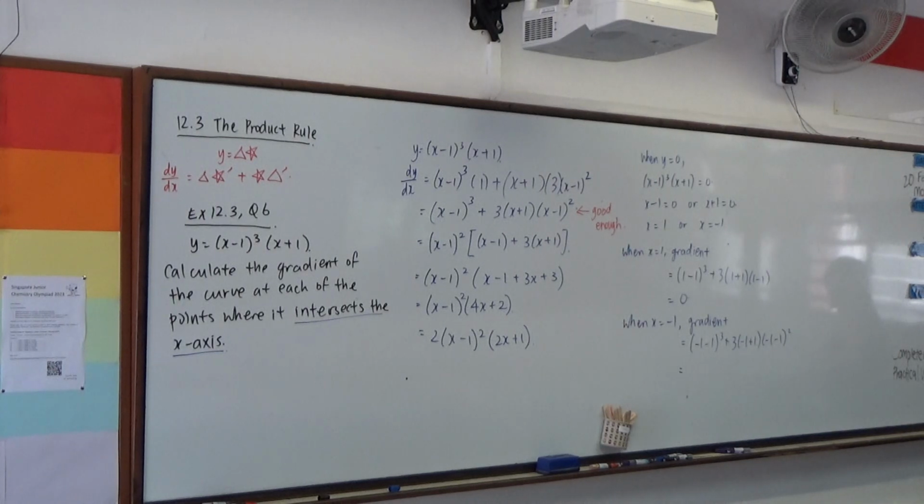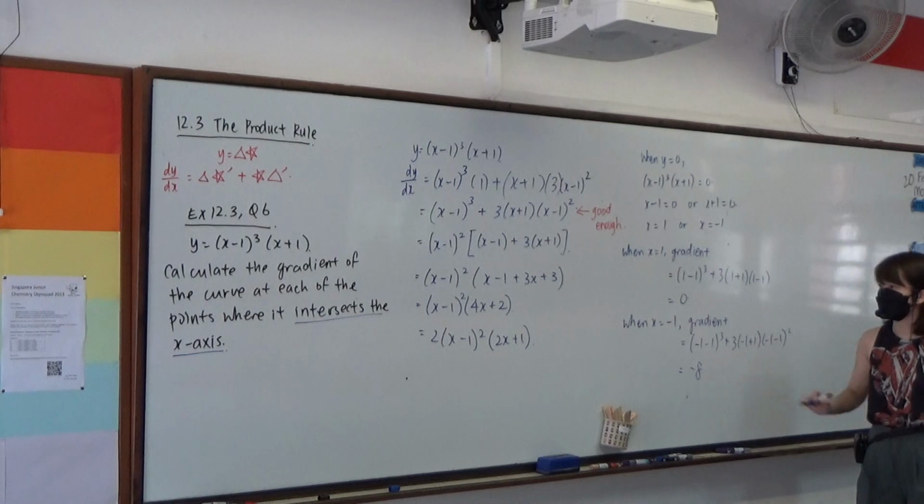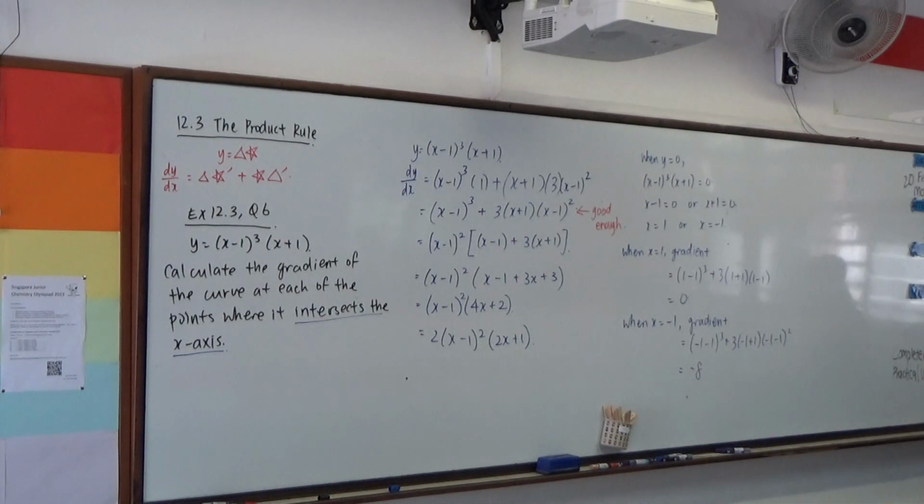And key that into our calculator, we should get negative 8. Okay, so we got two gradient values because the curve will intersect at 2 points. Right, and those will be the gradient values that we have.